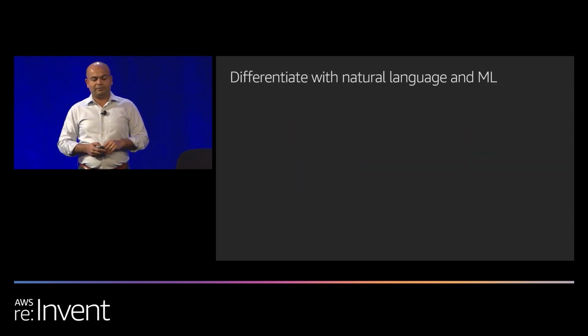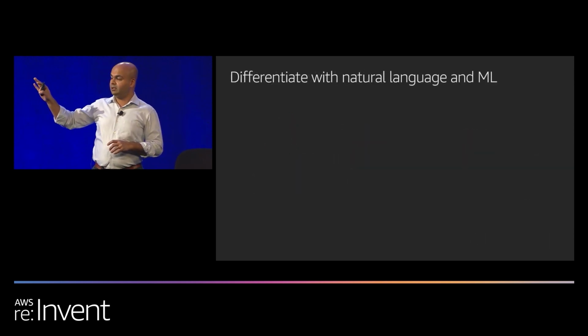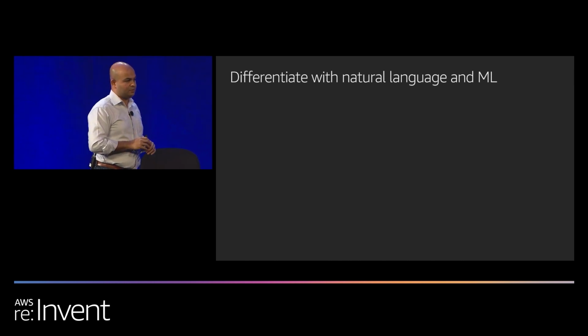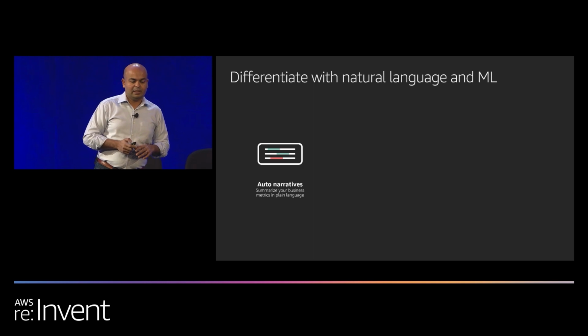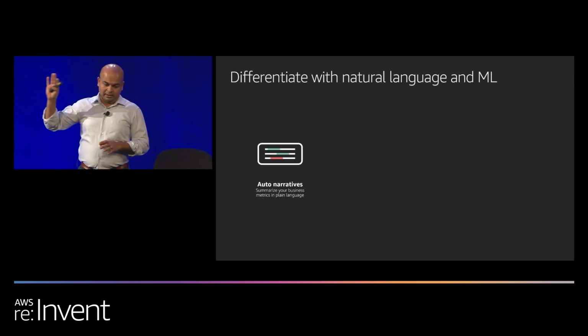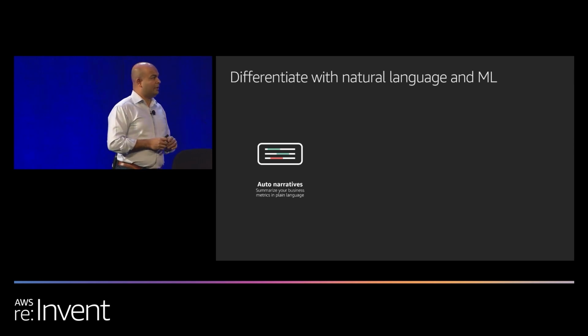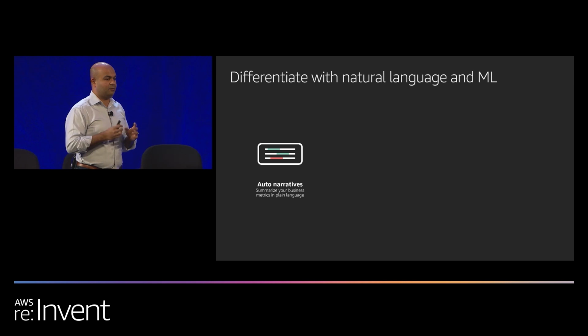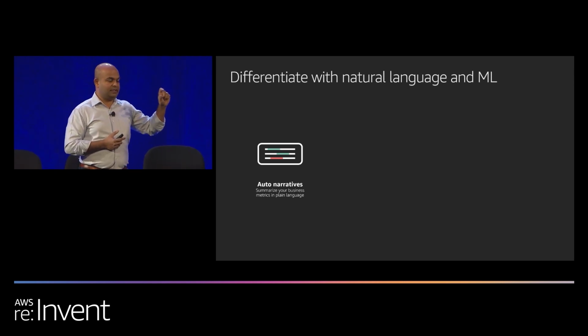And finally, we've got differentiation with machine learning, where you can use this differentiation within your dashboards to delight your customers. Now, when I say natural language and machine learning, we've got auto narratives. Now, what auto narratives do is that QuickSight automatically generates these narratives from the data, from the charts that you build. It shows you insights in plain English.